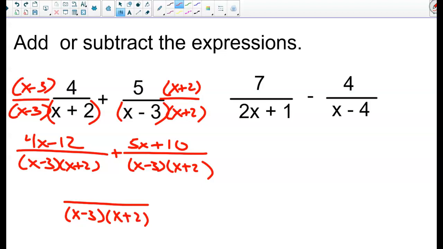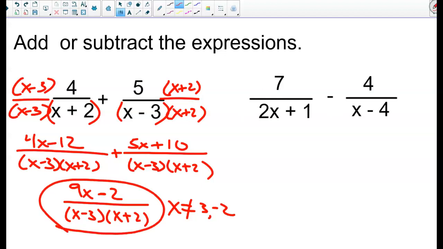4x and 5x is 9x. -12 and 10 is -2. You can do this first, you can do this second, I really don't care. But my x cannot equal 3 or -2.